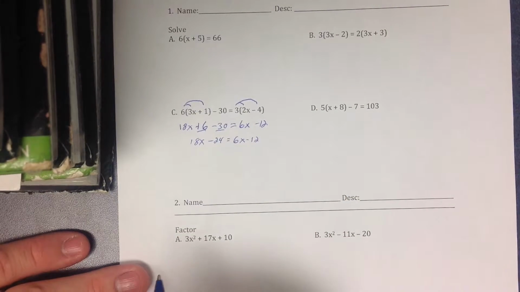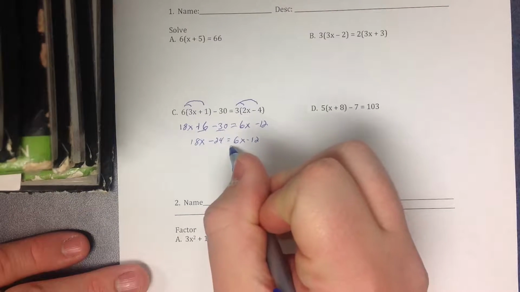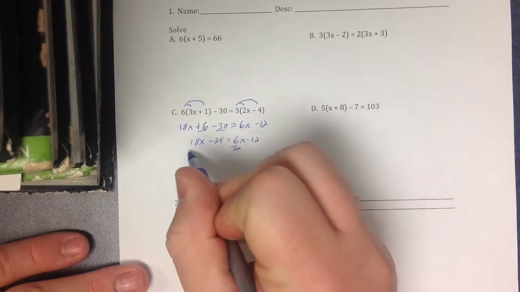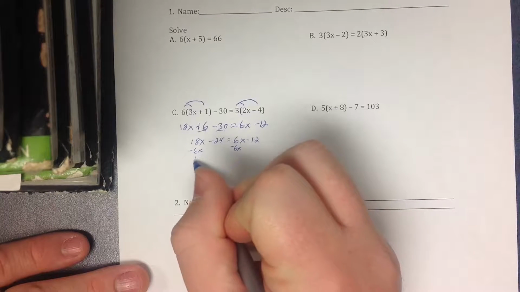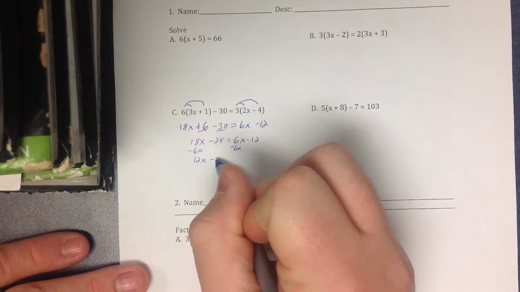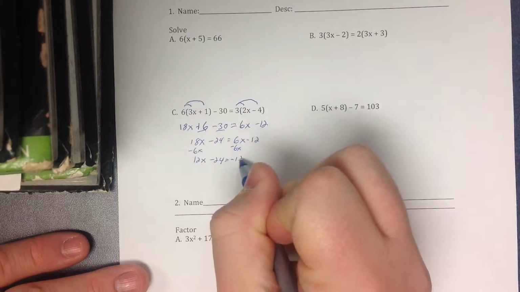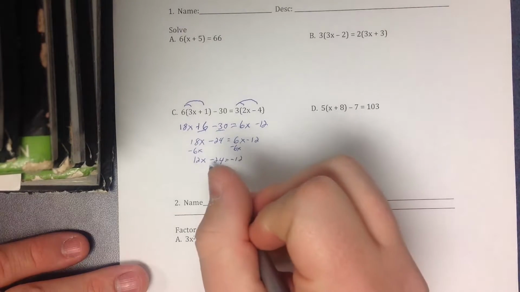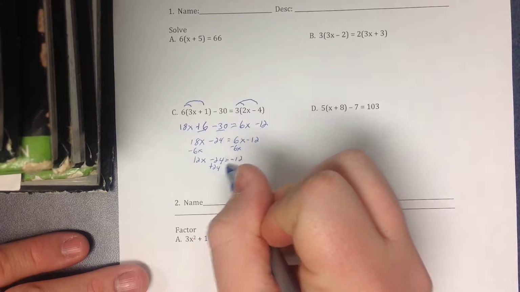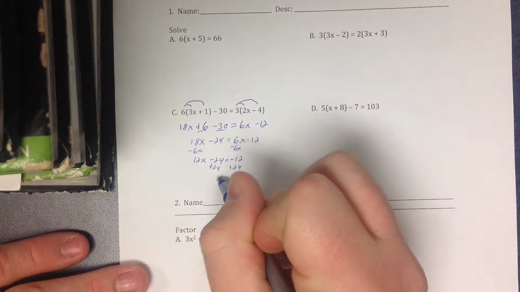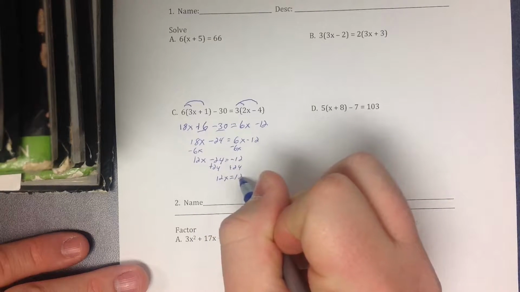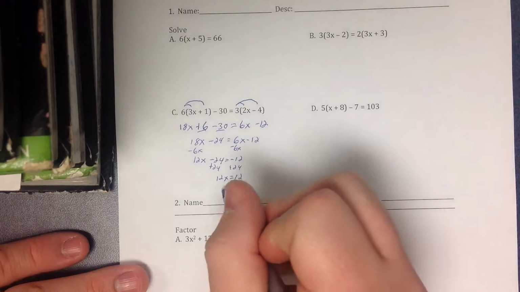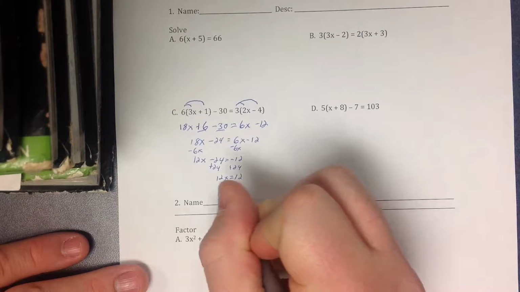Then we want to get the variables on one side, so I usually pick the smaller variable, which would be the 6x. So I minus 6x from both sides and get 12x minus 24 equals negative 12. Then we add 24 to both sides. I get 12x equals 12, and then divide both sides by 12 and you get x equals 1.